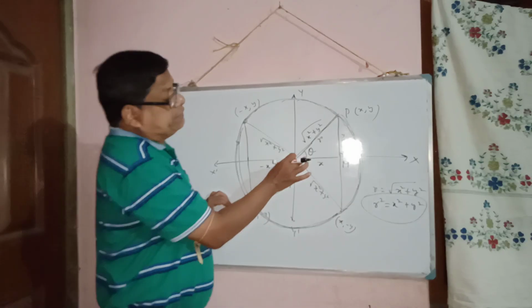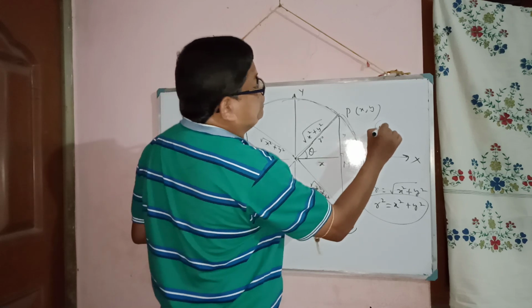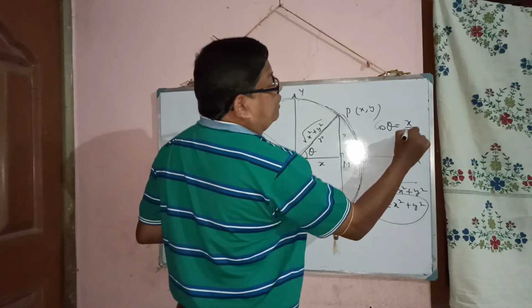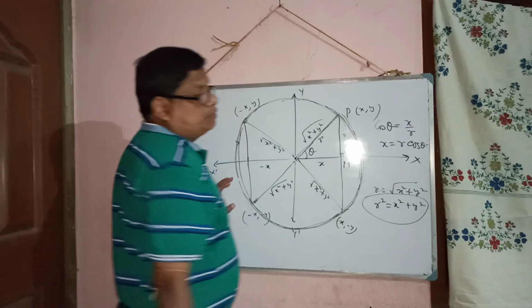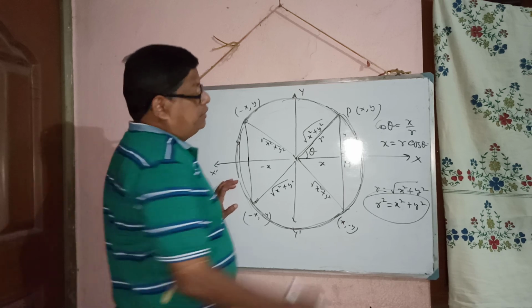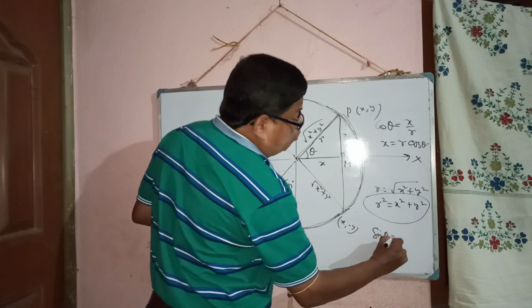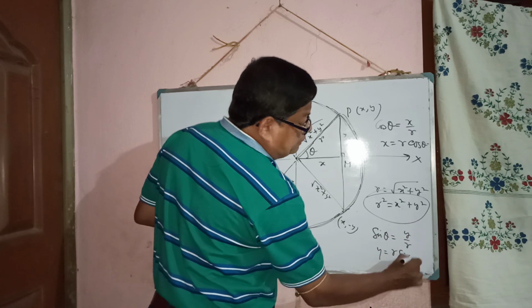Now if we consider this is theta, so we can write cos theta will be x by r, so x equal to r cos theta. And sin theta equal to y by r, so y equal to r sin theta.